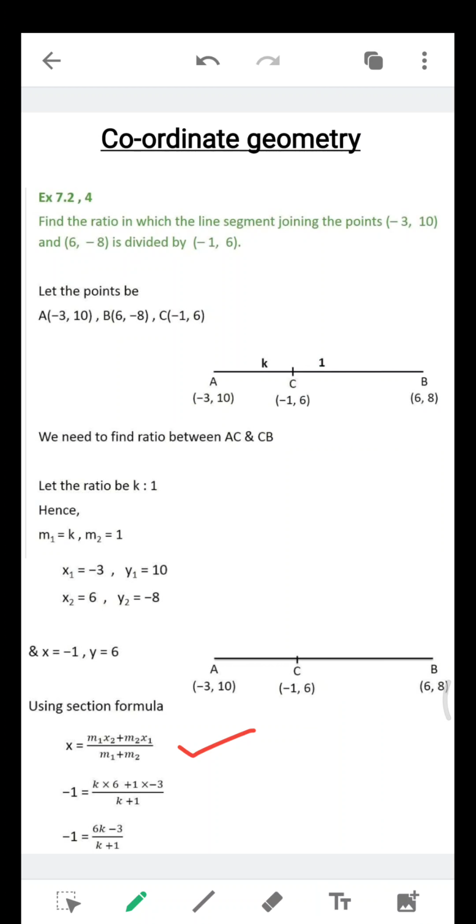So x is equal to m1 x2 plus m2 x1 by m1 plus m2. We'll substitute all the values. This is your x and this is your y. Keep this in mind. These are your x1, y1 and x2, y2 here.